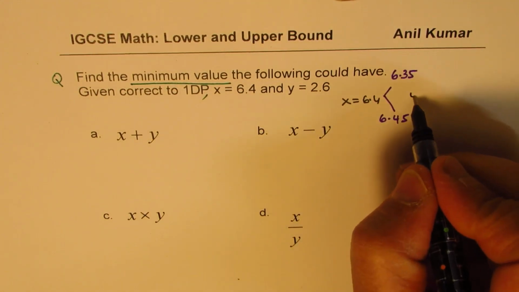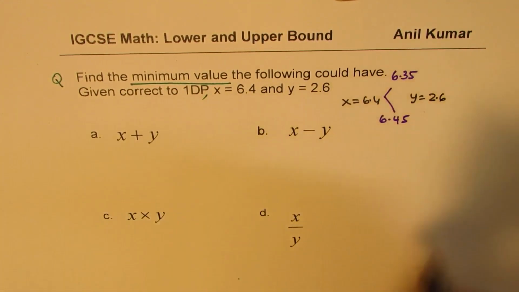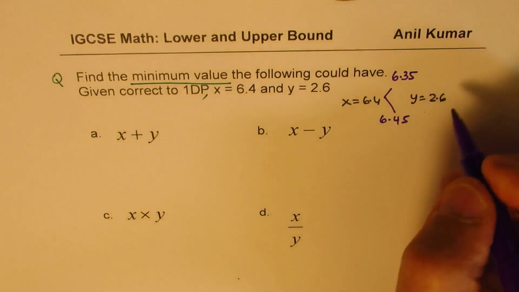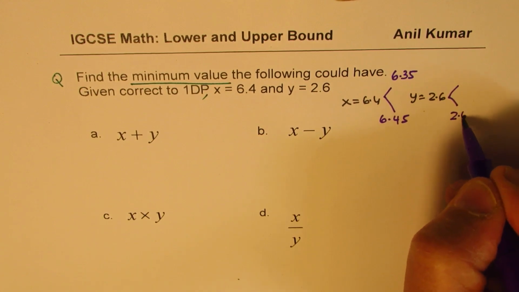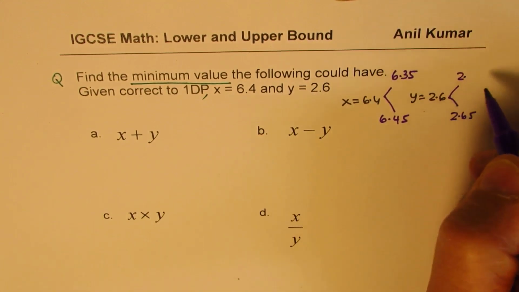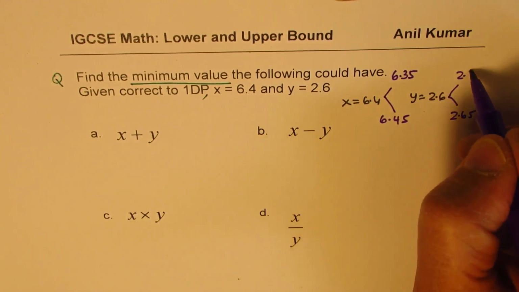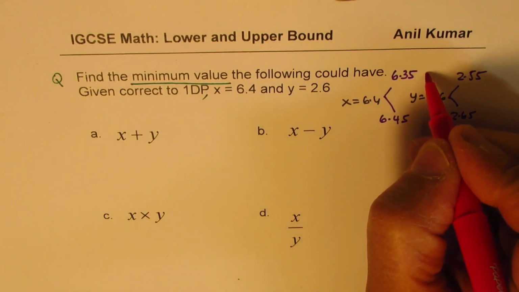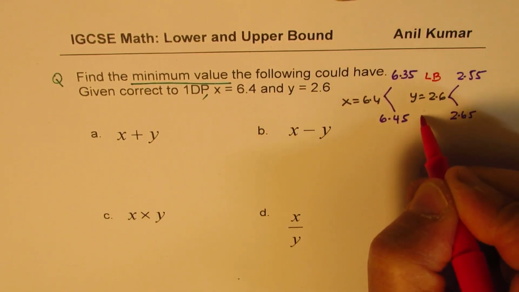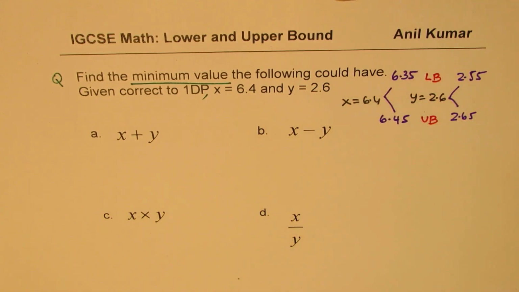For y, the value is 2.6, and the two limits for the upper and the lower bounds are going to be 2.65 and 2.55, right? So these are the two values. So these are the values which are for us the lower bound values and the upper bound values. Is that clear to you?